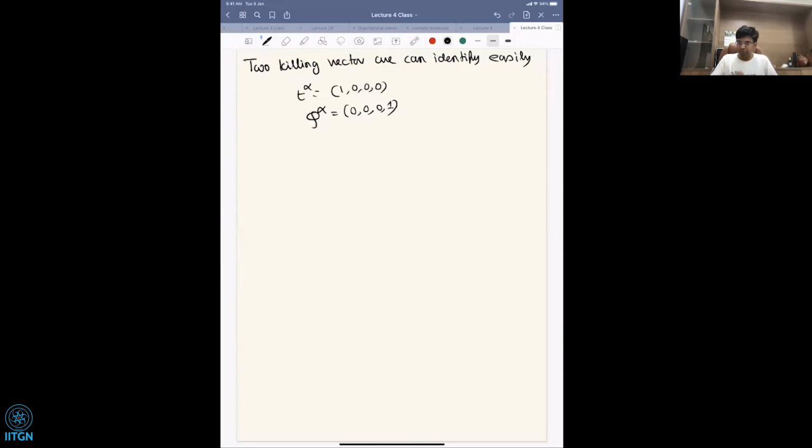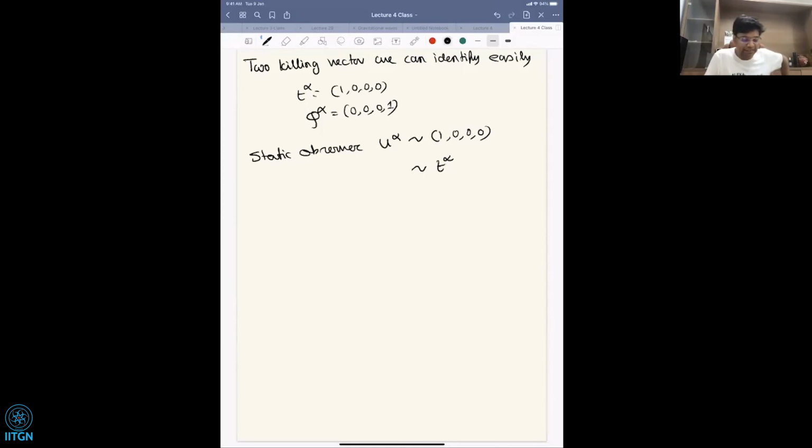Okay, I'm going near to the end of this class. So therefore, my u alpha for the static observer is something like u alpha proportional to (1, 0, 0, 0). That will be proportional to T alpha. It need not be the same as T alpha, because u alpha has to be normalized to -1.